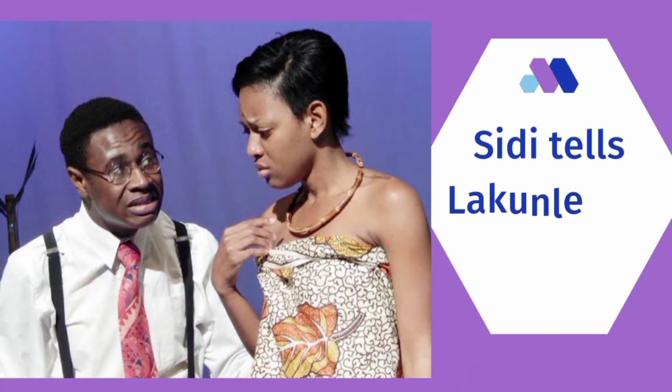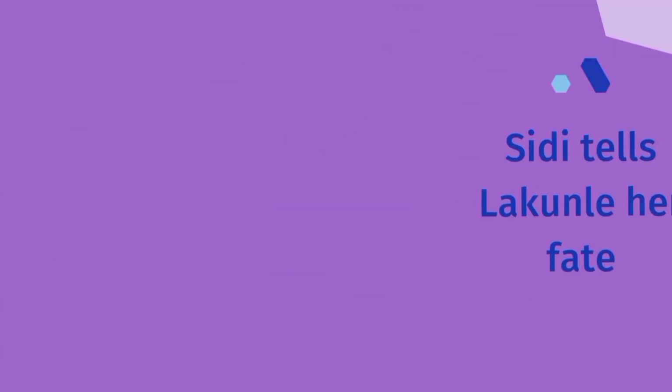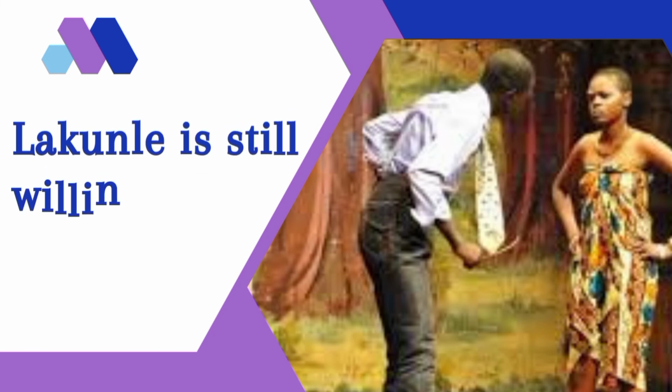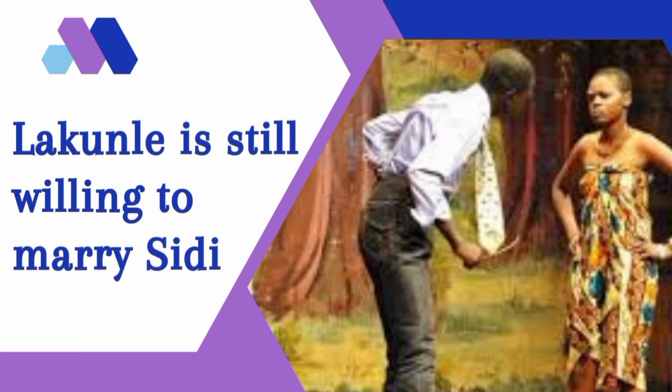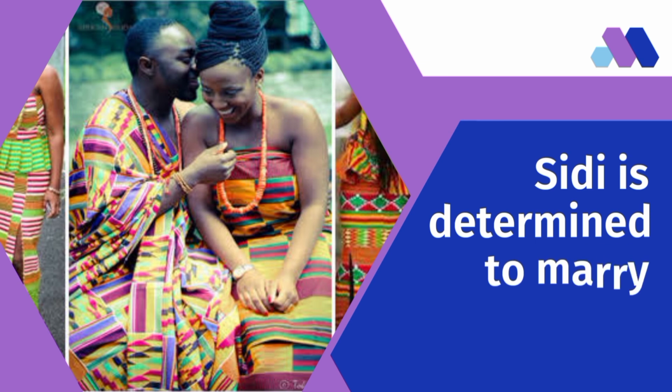Sidi, in shame, left Baroka and went to Lakunle to narrate everything that had transpired between herself and the great lion of Ilujinle in the person of Baroka. Lakunle, though his ego has been dropped, because of his love for Sidi, is still willing to marry Sidi. After all that Sidi told him, he told her that he is still willing to marry her.